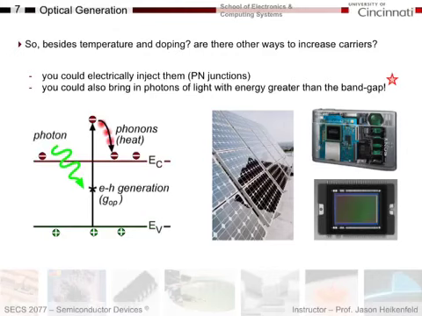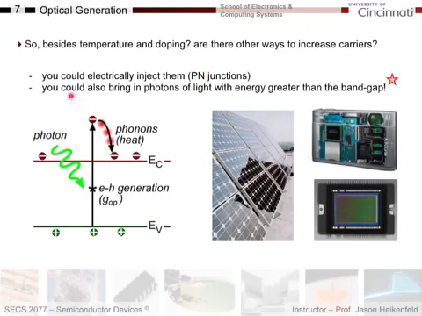optical generation of carriers to help us determine a net amount of carrier increase you get when you have optical generation. Because obviously, if you shine light on a semiconductor, the carrier concentration doesn't go to infinity, right? And so we need to understand recombination and how that counteracts optical generation. So, on that topic, besides temperature and doping, are there other ways to increase carriers? And of course we know one way to do that is just electrically inject them, right? That's what we do with p-n junctions.